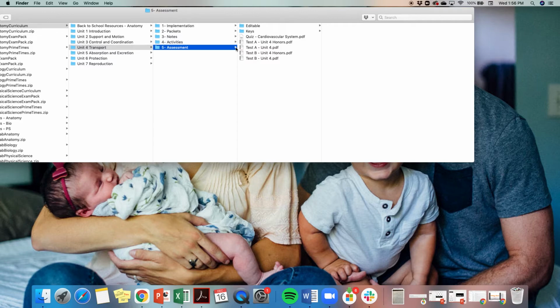And then last but not least is there's the assessment folder. This is going to be all of your quizzes and tests, and all of my quizzes and tests do come in editable formats and with detailed answer keys.